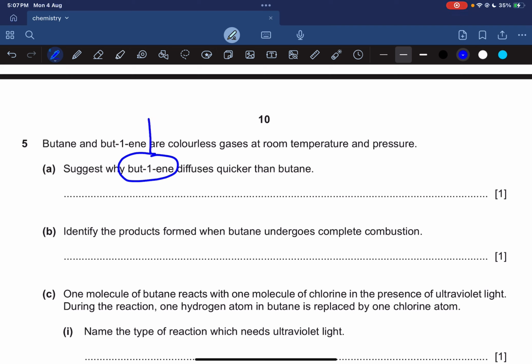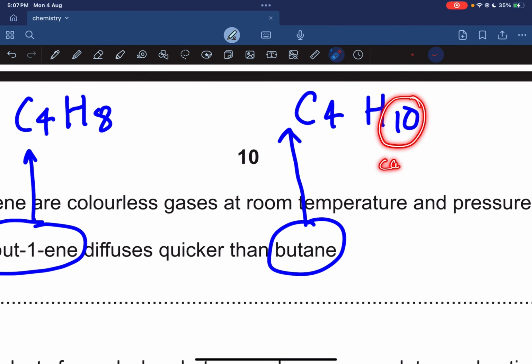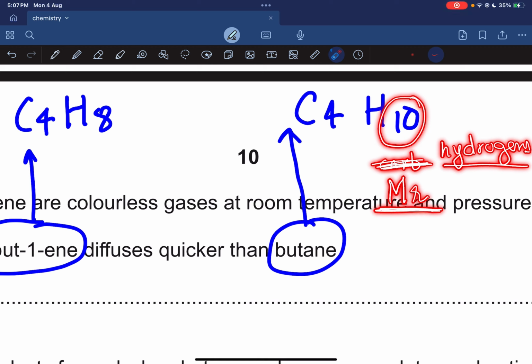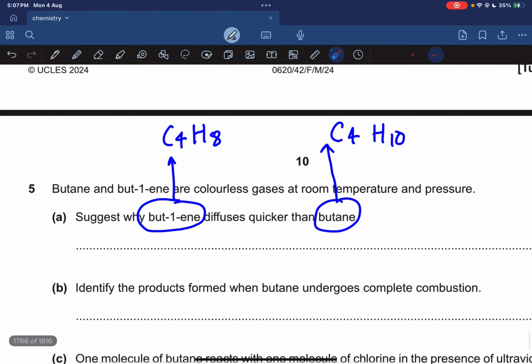Butene, what's the molecular formula? C4H8. Okay, butane, what's the molecular formula? C4H10. Now look at the Mr. This butane has 2 more hydrogens, and when it has 2 more hydrogens, that means it has more relative molecular mass, and when it has a greater relative molecular mass, it's going to be a heavier gas, so it's going to diffuse slower.